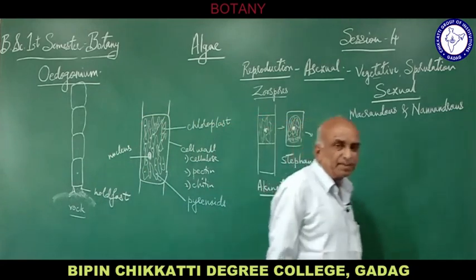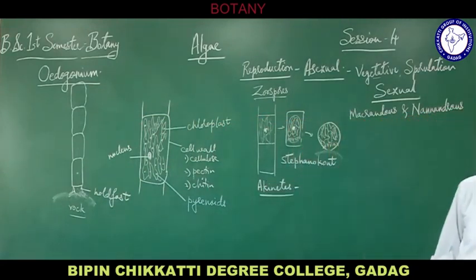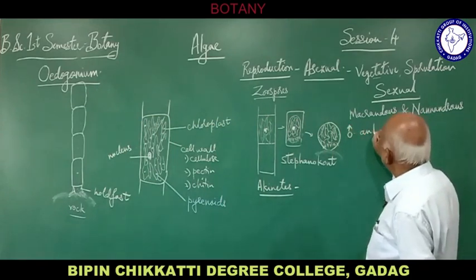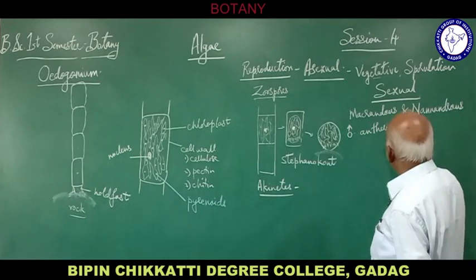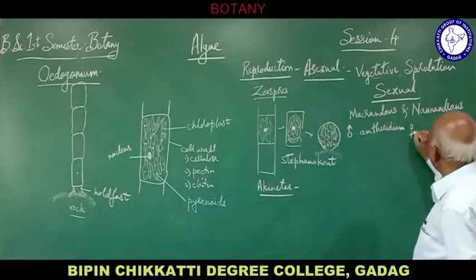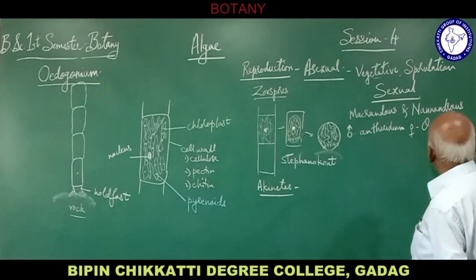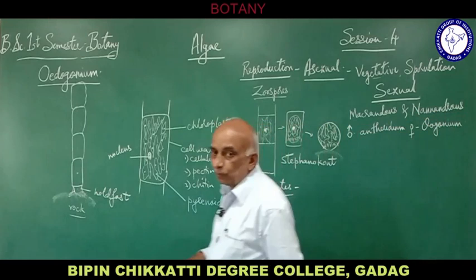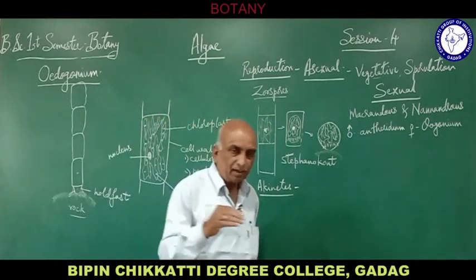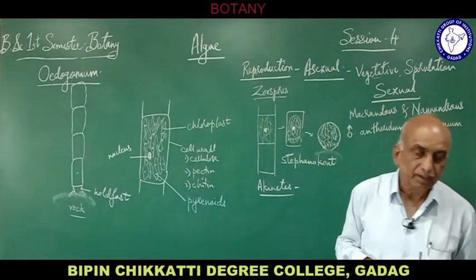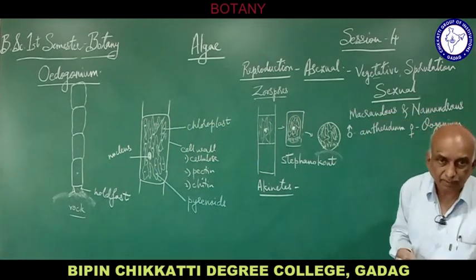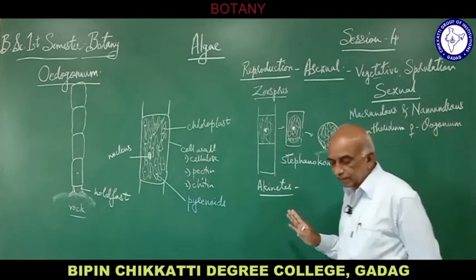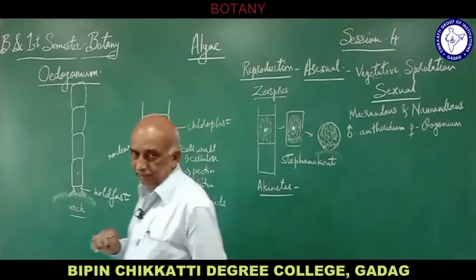Macrandrous means they are the normal type of filaments. The male reproductive organ is the antheridium. The female reproductive organ is the oogonium. The sexual reproduction is oogamous. We have seen there are three types of sexual reproduction in algae: isogamous, anisogamous and oogamous. So here we find oogamous, which is the advanced type of sexual reproduction.